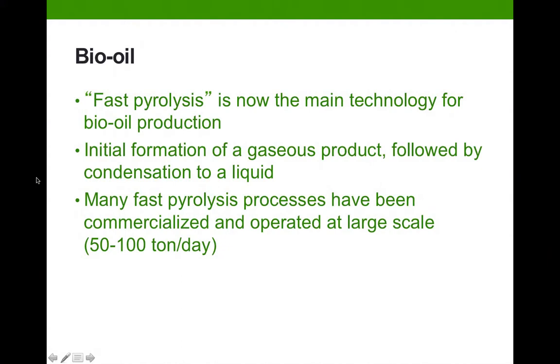And because you can make bio-oil instead of fully gasifying the molecules by adjusting the severity down, the way that it's done now is to have a medium severity process by using very high temperatures of up to 1,000 C, but only for a very short time, a second or less. And that's called fast pyrolysis.